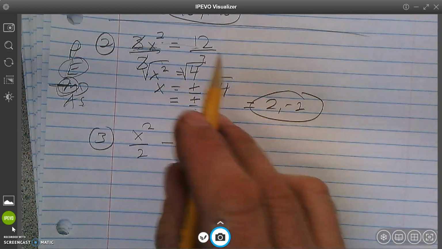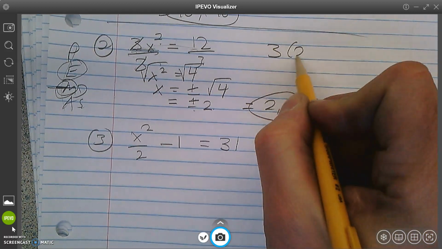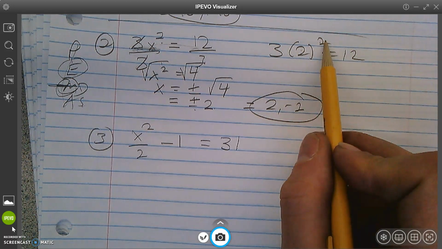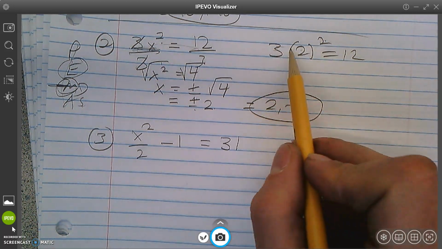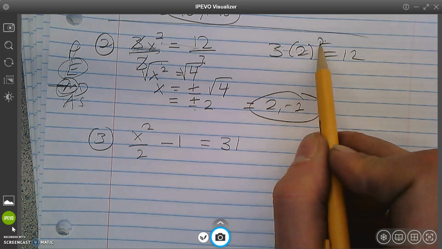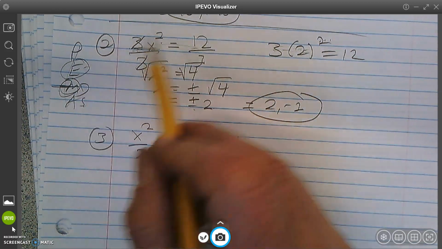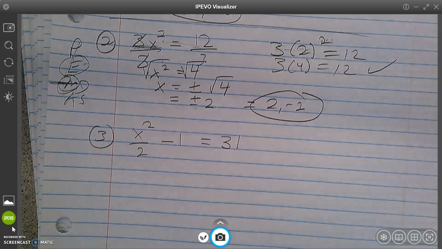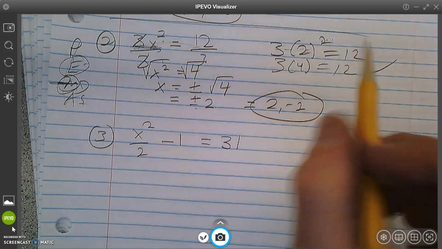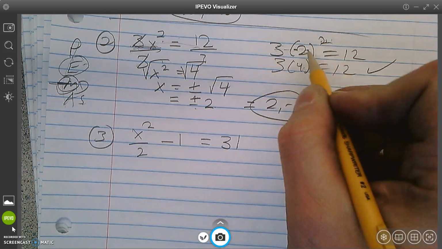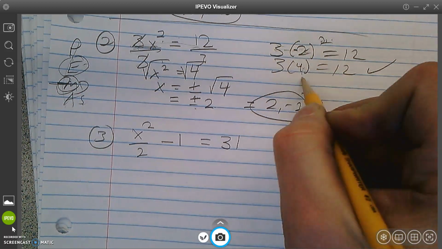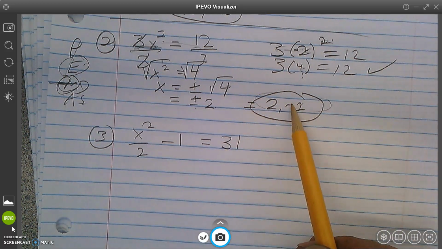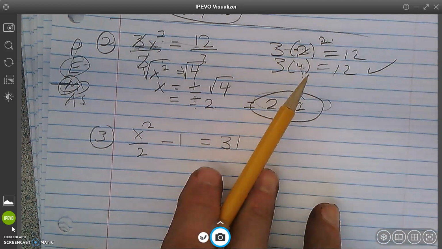Is that real? Let's try it. Let's plug in 2. We do exponents first, PEMDAS, before we multiply, so it's not 6, it's 2 squared first. So it's 3 times 4, does that equal 12? Yes, it does. Then I put negative 2 in here. Negative 2 squared is also 4, because a negative times a negative is a positive. We get the same thing. So 2 and negative 2. When you're confused about whether you got it right, just plug it in to make sure.